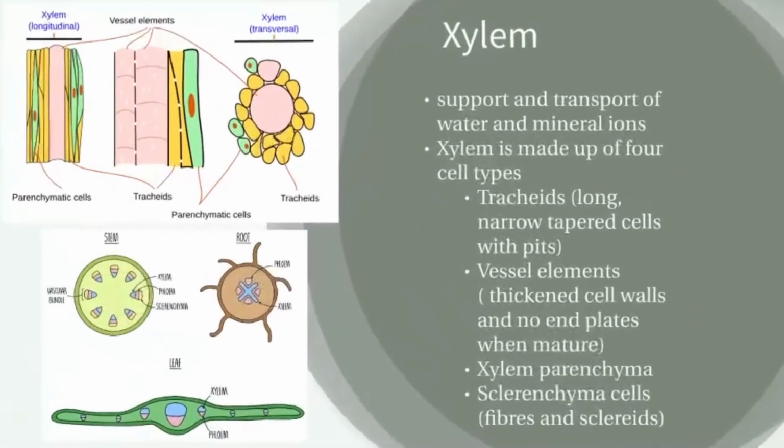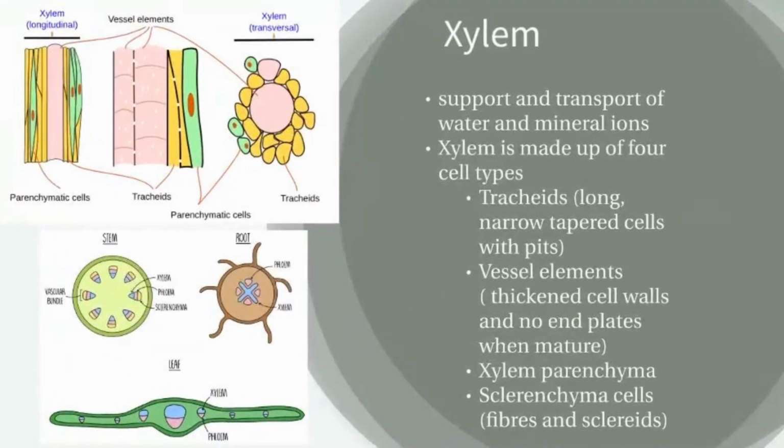The main functions of the xylem are for support and also for the transport of water and mineral ions that are dissolved within that water. If you remember back to the previous module, you'll remember that the xylem is made up of dead hollow cells, and they don't have any end cell walls, so they form this long continuous tube.